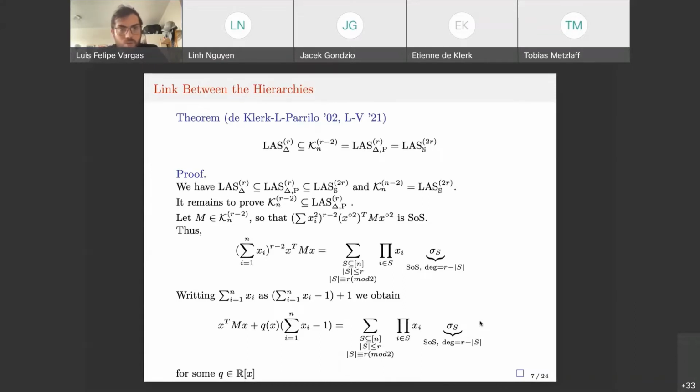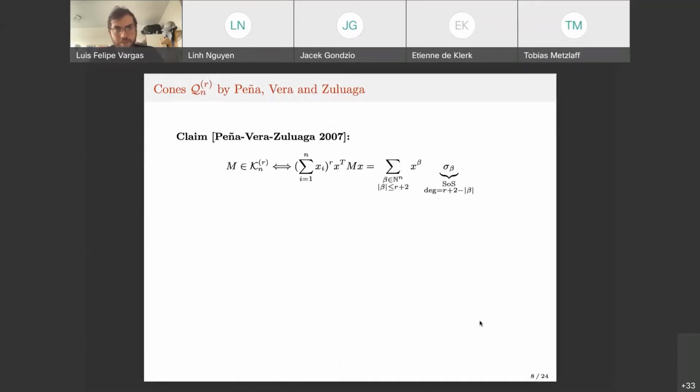Peña, Vera, and Zuluaga define another cone Q^n_r, which is based on the following observation. They showed that M is in the cone K^n_r if and only if this polynomial, now without the squares, has this form. So it's like the sum of x to the beta times a sum of squares, considering any monomial up to degree r plus 2, with a multiplier which is a sum of squares.